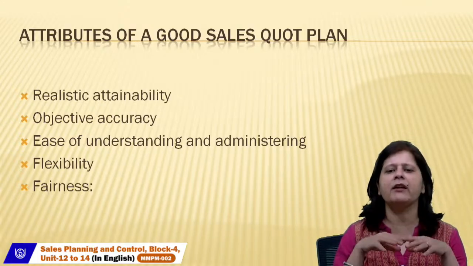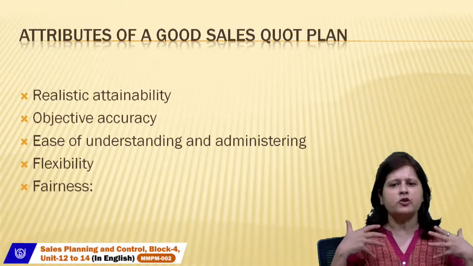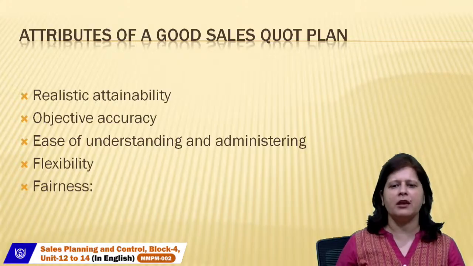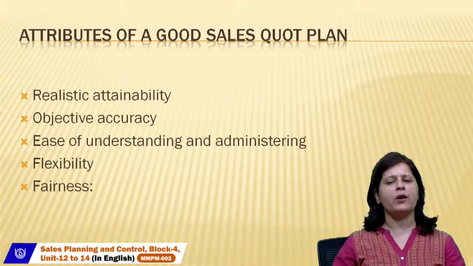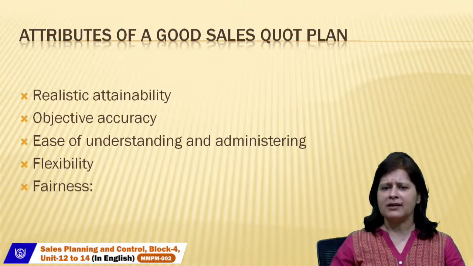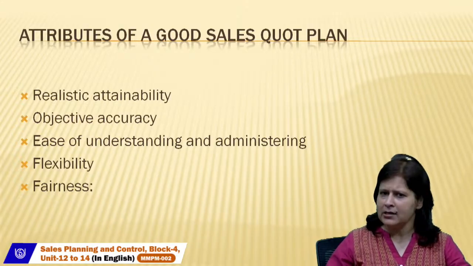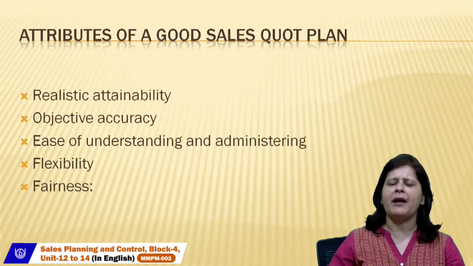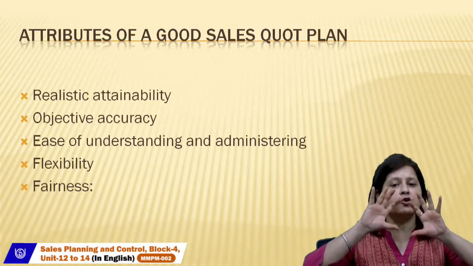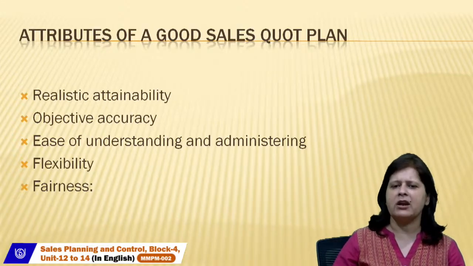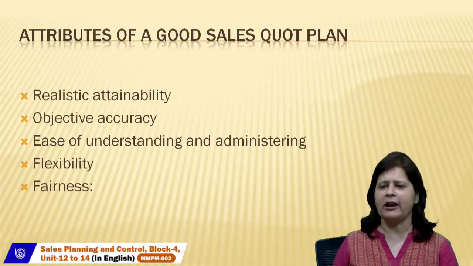The first is realistic attainability. It is very important that the plan should be realistic, right? It should be attainable, we should be able to attain those goals. Objective accuracy. The objective should be very clear, concise and accurate, and should be provided to each and every salesperson, and the sales quota should have an accurate objective, and that objective should be attainable. Ease of understanding and administering. The quota plan should be easy to understand and administer, right?